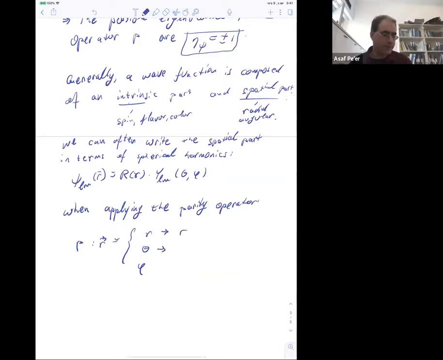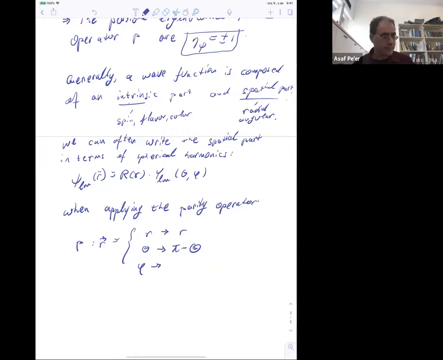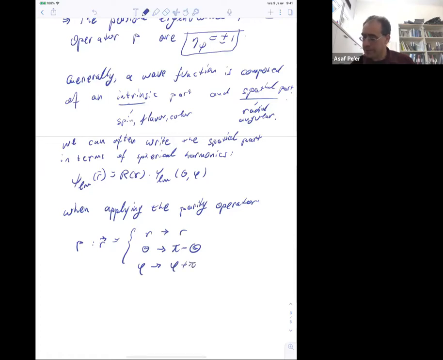What happens to theta? Remember, this is theta. What happens to theta now? It goes to pi minus theta. And what happens to phi? It goes to pi plus phi.